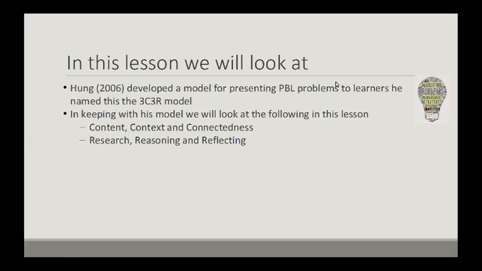The 3 C's refer to content, context, and connectedness. This identifies the way information will be presented in the problem. The 3 R's refer to research, reasoning, and reflecting. These are concerned with presenting components which encourage the learner to complete the problem-based learning process.